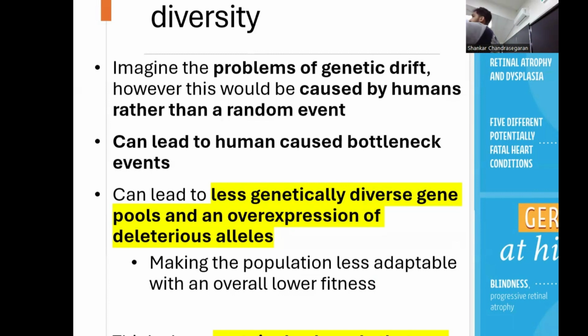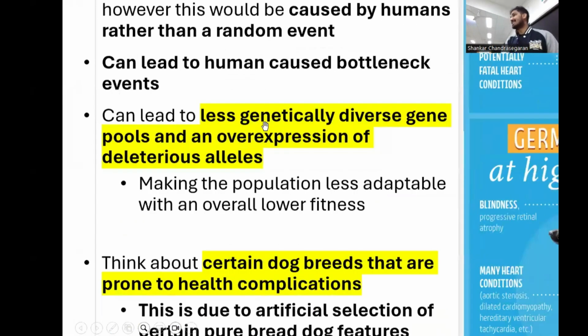Yeah, rather, for genetic drift, that is a random event that's causing it. But for this, it's humans that are causing that to happen. So this is basically a human-caused bottleneck event. Okay, you can call it that. So what happens as a result? This means that there are less genetically diverse gene pools and an overexpression of deleterious alleles. This makes the population as a whole less adaptable and with a lower fitness.